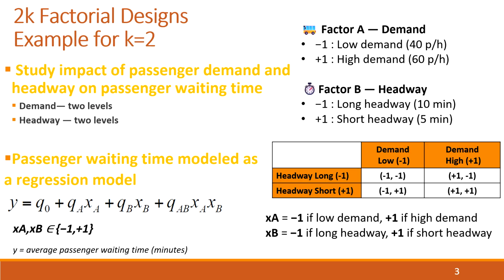Here we study two factors, passenger demand and headway, each of two levels, coded as -1 for low and +1 for high. This produces four experimental combinations, allowing us to estimate both the individual effect of each factor and their interaction on passenger waiting time. The regression model summarizes how demand, headway, and their joint effect influence the system performance.